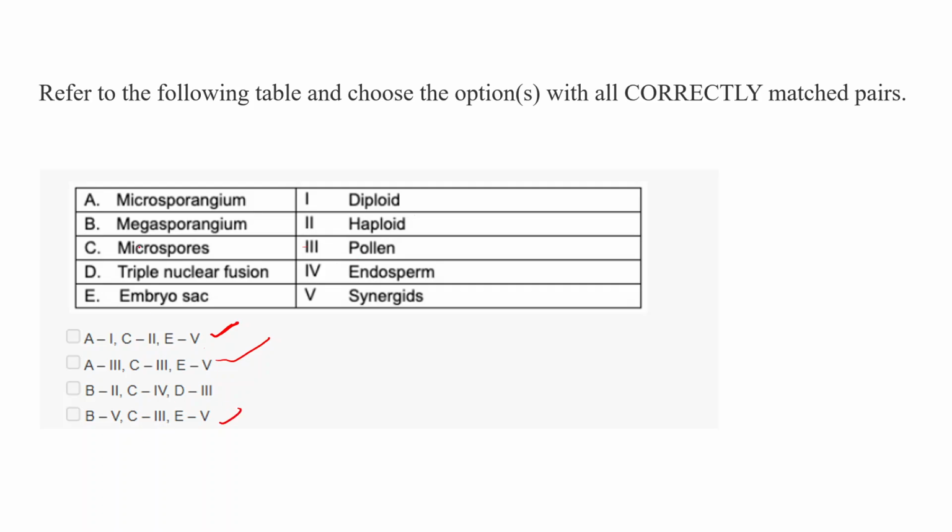See, B matches with 5. Megasporangium, synergids, yes, because megasporangium and embryo sac are similar. Then C is third, microspores, pollen, yes, and E is 5. So there can be more than one correct option. So these are all the correct options that we can have here. Okay.